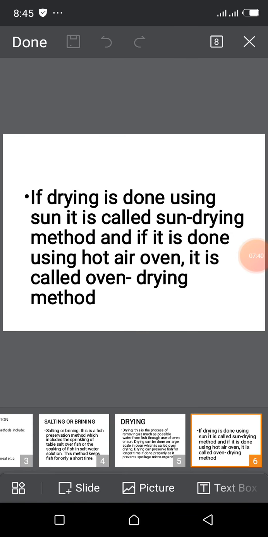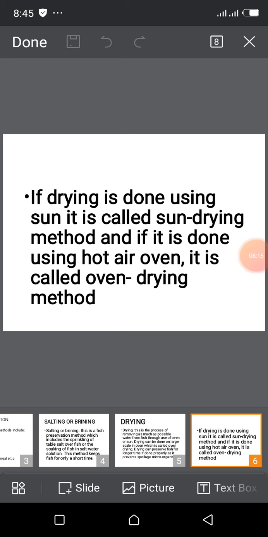Now, like I said, drying could be done using oven or using sun. If drying is done using sun, it is called sun drying. This sun drying method could be adopted during the dry season, when the temperature is usually very hot and everywhere is usually sunny, especially in the northern part of Nigeria, where the place is usually hot. So the method they use in preserving their fish is sun drying method.